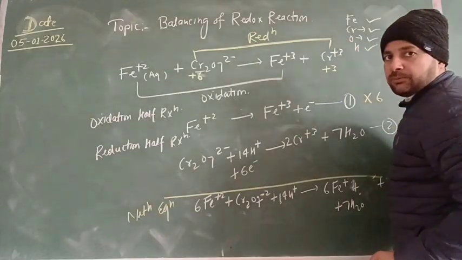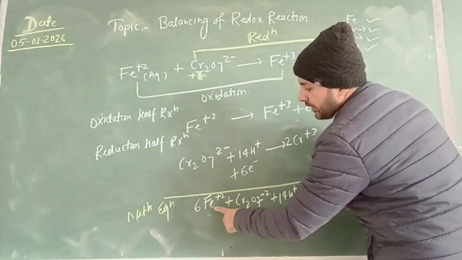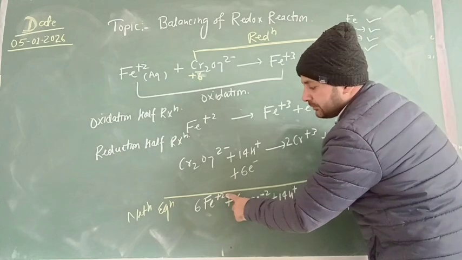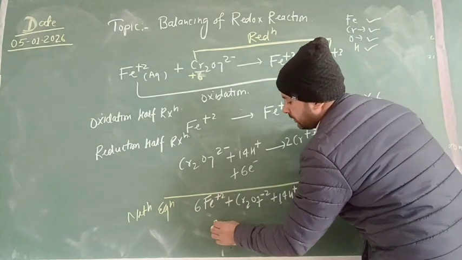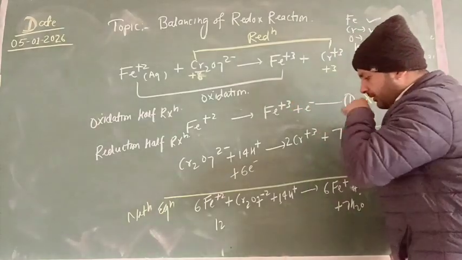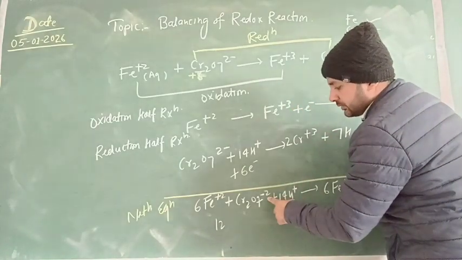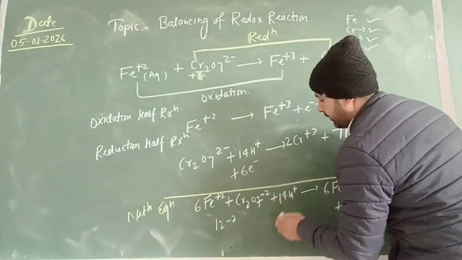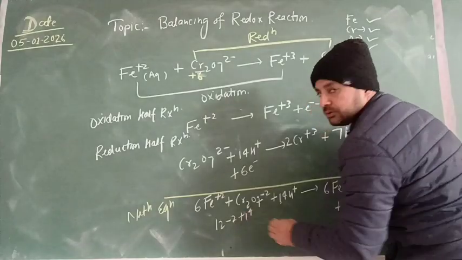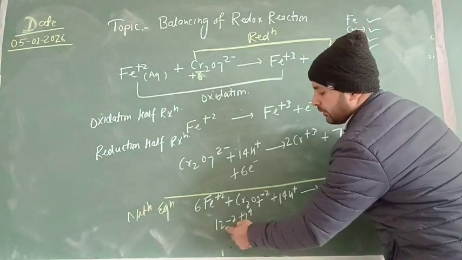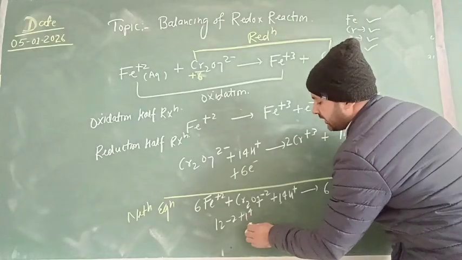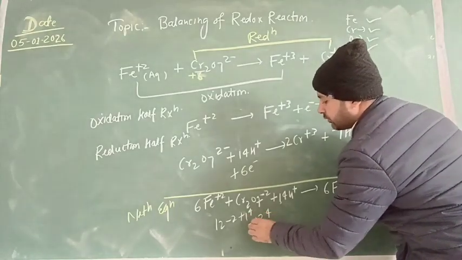Now we will check the number of charges. One iron atom has +2 charge, but there are 6 iron atoms, so the total charge will be 6 times 2, 12. Then 12 minus 2 plus 14. So what will it give? 12 minus 2 is 10, plus 14. It will give 24 positive charge in total.